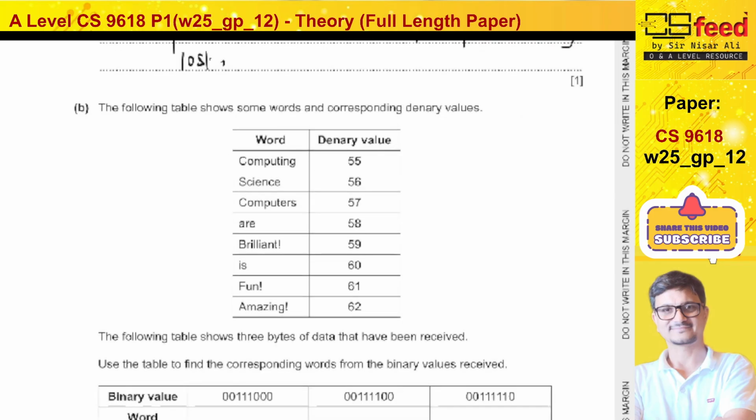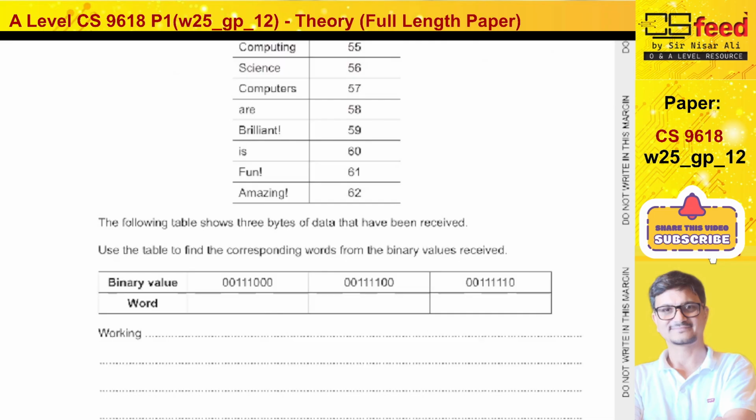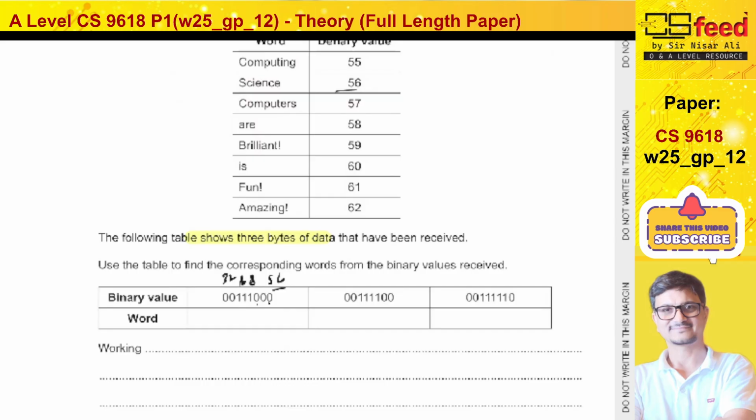The following table shows some words and corresponding binary values. The following table shows 3 bytes of data that have been received. So what is that word? It's very simple. You just need to see that this is 1, 2, 4, 8, 16, 32. So 32 and 8 is 40 and 56. So this is 56. So 56 is science. So the word received here is science.